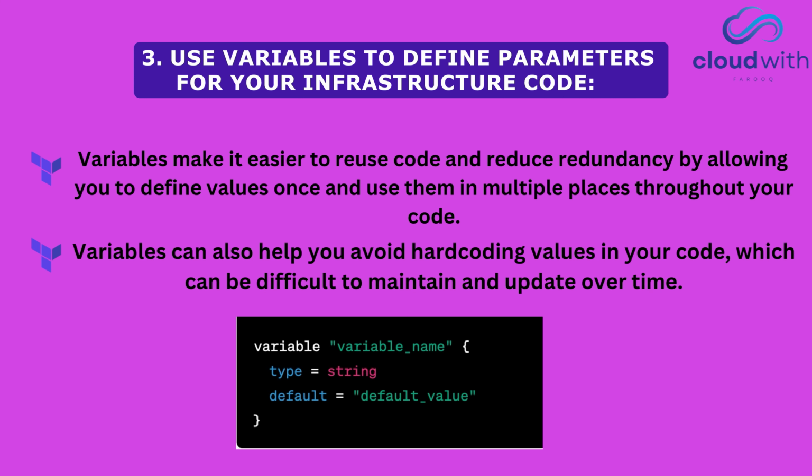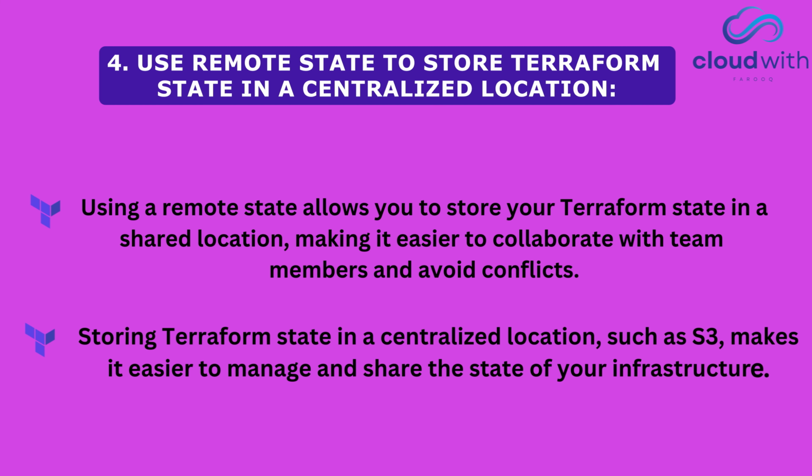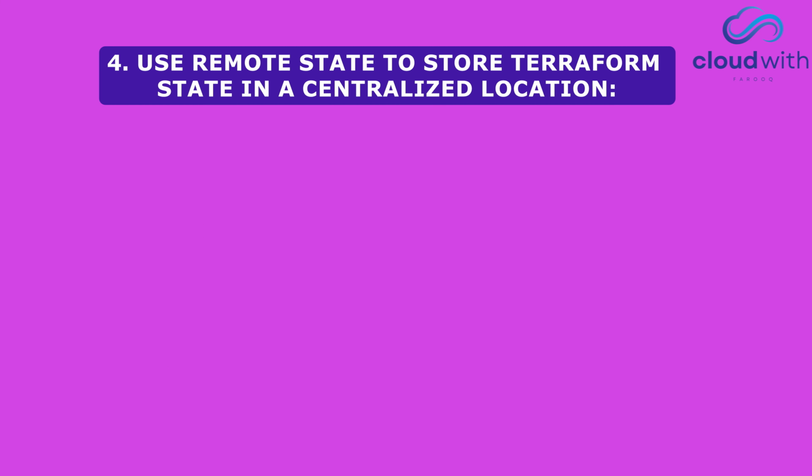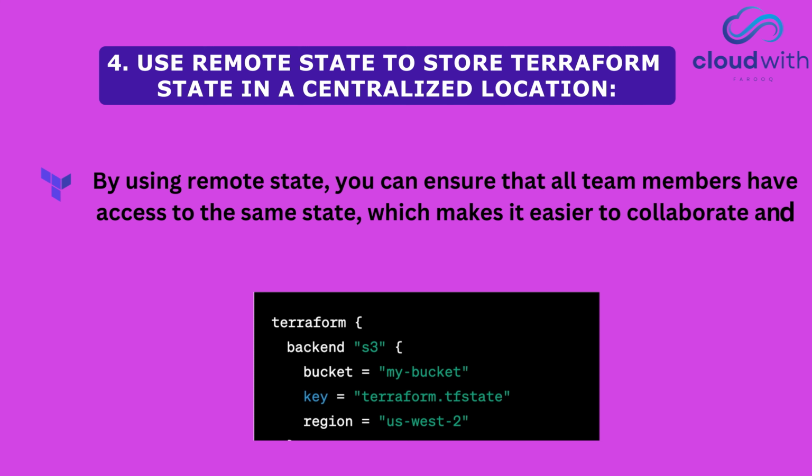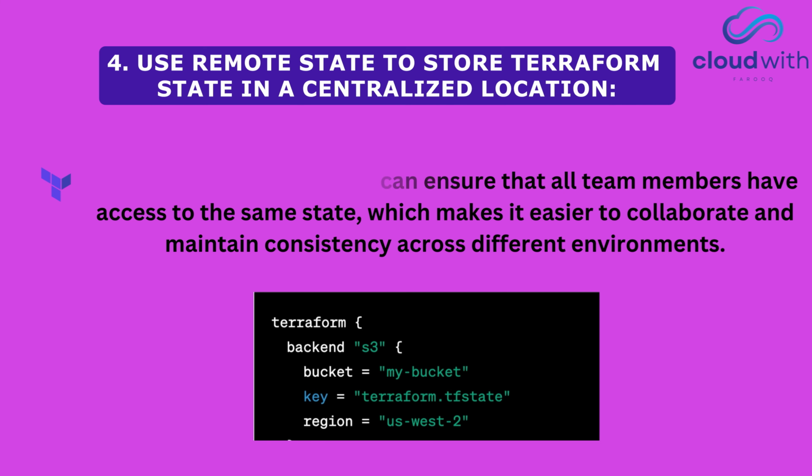Number 4, use remote state to store Terraform state in a shared location. Using a remote state allows you to store your Terraform state in a shared location, making it easier to collaborate with team members and avoid conflicts. Storing Terraform state in a centralized location such as AWS S3 makes it easier to manage and share the state of your infrastructure. By using remote state, you can ensure that all team members have access to the same state, which makes it easier to collaborate and maintain consistency across different environments.